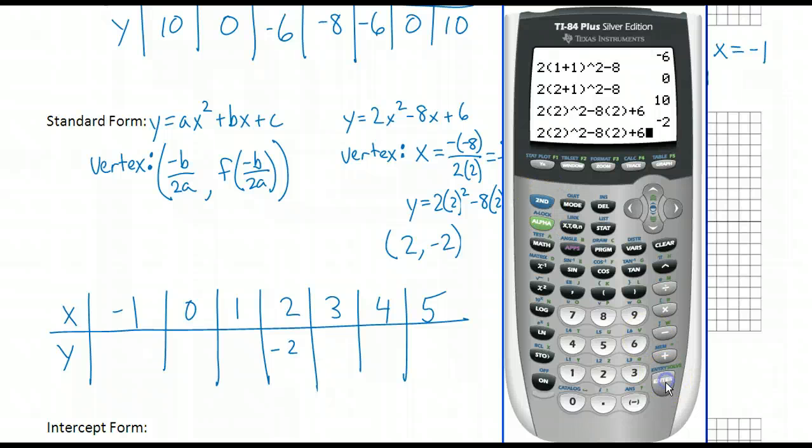I can hit second enter and plug in negative 1 where the 2 was. Now, in order to get a negative sign in there, I'm going to have to insert. So I'm going to hit second, insert, a negative 1. Second, insert a negative 1.